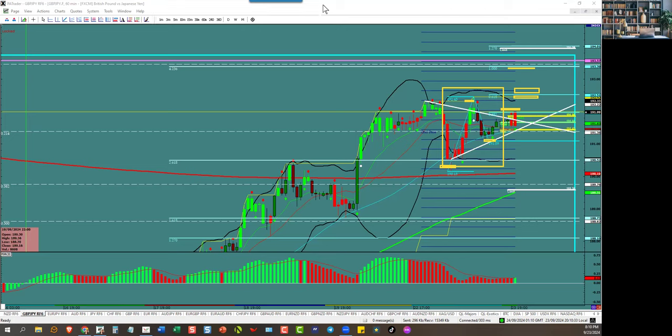So the way you trade a symmetrical triangle is an entry order here and an entry order here. How do I do that? Okay, so a whole trade is here. Trade one is here, entry order. Trade two is here with an entry order. You see that?